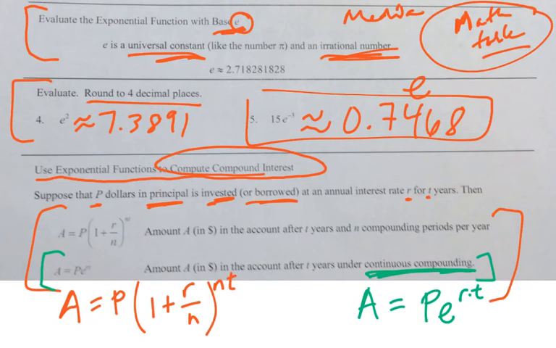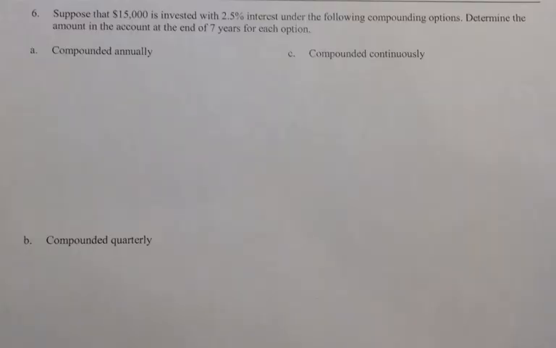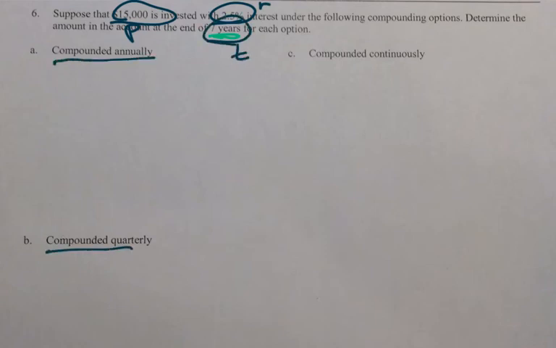So let's look at the first example. Suppose that $15,000 is invested with 2.5% interest under the following compounding options. Determine the amount in the account at the end of 7 years. So I'm going to label the information they gave us. This first amount here, that's my principal. This right here is my rate. The 7 years is my time. And then these are what's going to tell you what my n is.